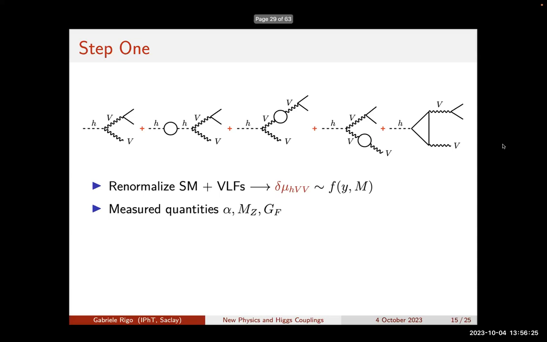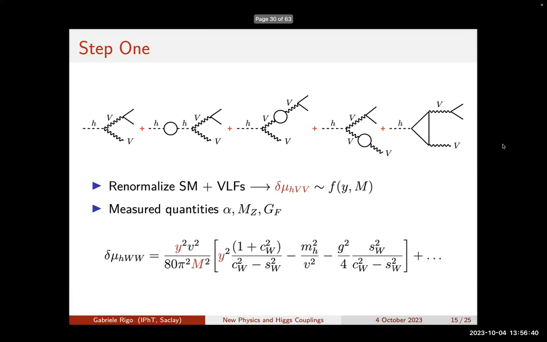In order to do this renormalization procedure consistently, you have to define the measured quantities that you are basing your calculation on, and in particular we choose these ones for this computation. This is just to give you an example of what the final result might look like for a given representation of these new fermions. You see that it's, in a sense, what you expect. Again, it is a function of the Yukawas and the masses of these new fermions.